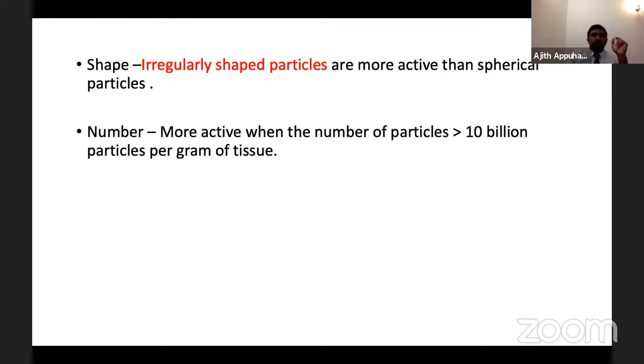Then shape: irregular particles are more active than spherical particles. Then the number: more than 10 billion particles per gram of tissue carries a high possibility of developing osteolysis.